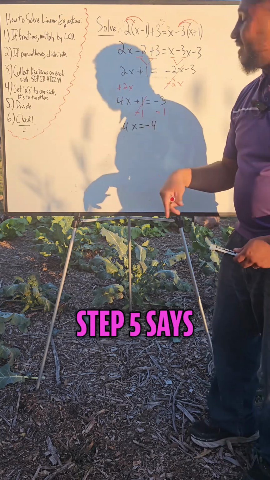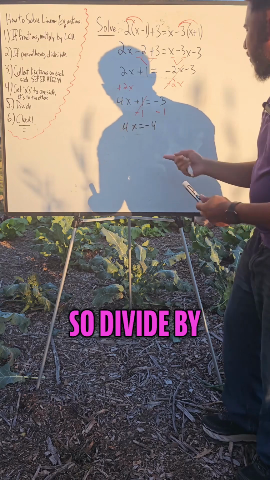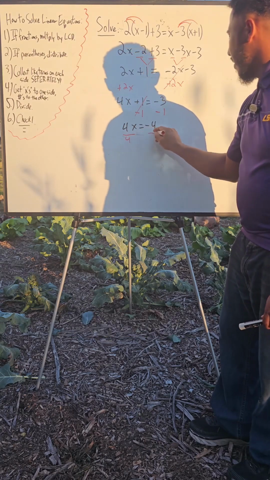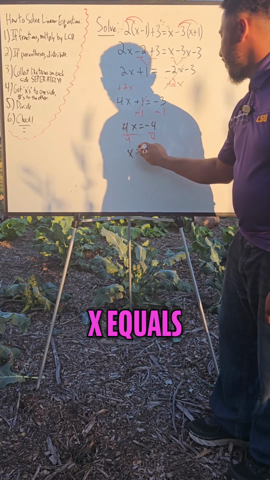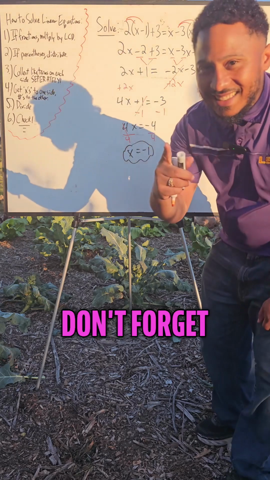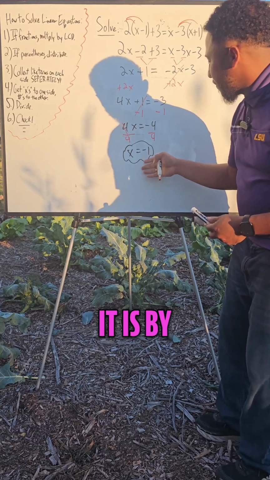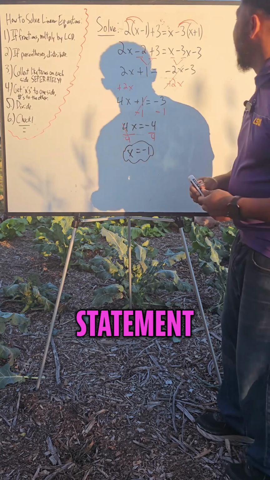And then step 5 says, then divide. Just divide. We're trying to get the x by itself. That's the goal. So divide by the number in front of the x. Divide both sides by 4. That gives us x equals negative 1. And then we're done. Don't forget, you've got to check it. That's step 6. So how we check it is by plugging it back into the original equation, seeing if we get a true statement. Let's try it.